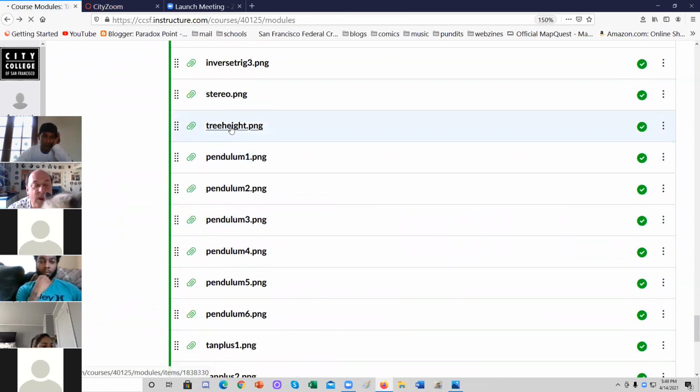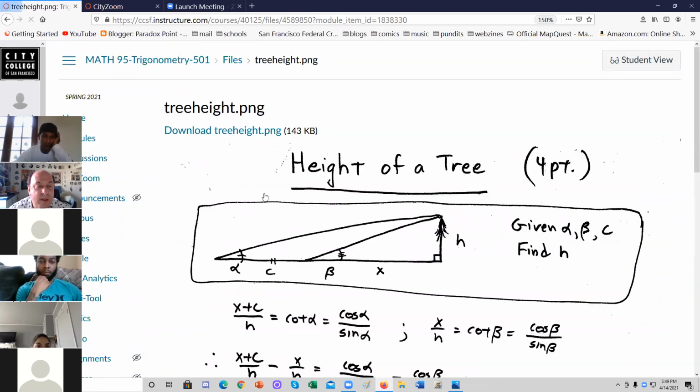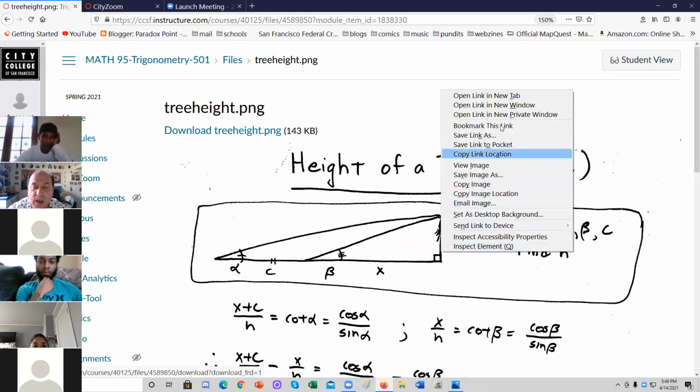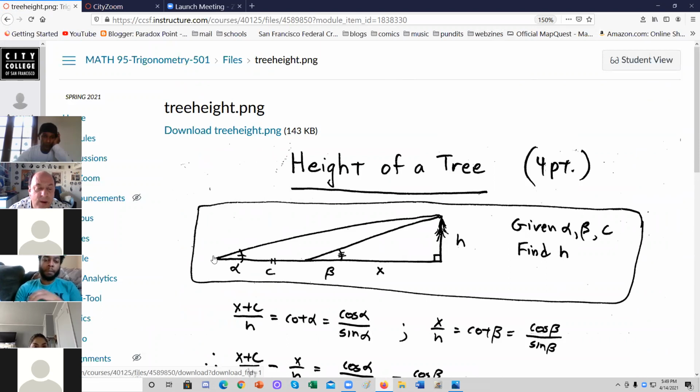Related to that is the tree height problem. Given a tree with height h, looking at the tree from here with angle of elevation alpha, and looking from closer here with an angle of elevation beta, and between the two is the distance c. Given alpha, beta, and c, find h. I include this x in here for convenience of trigonometry, but it doesn't show up in the final formula.